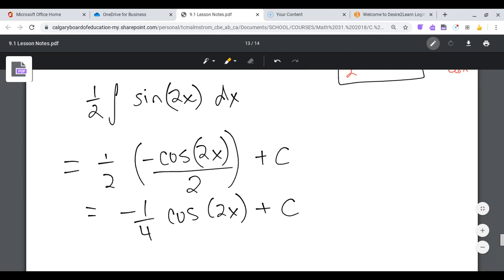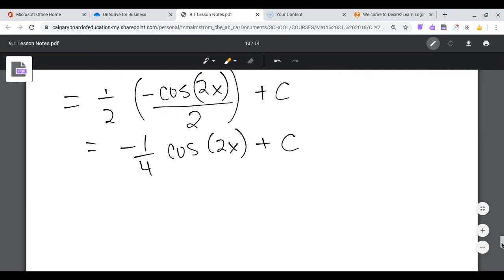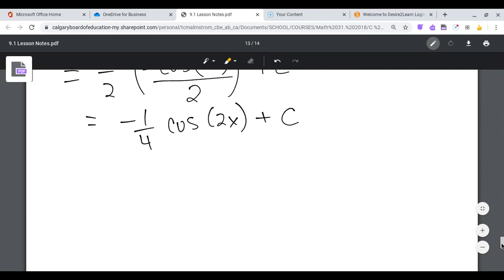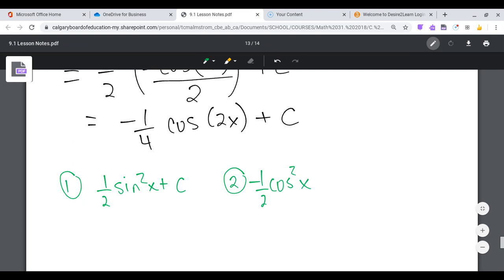And you're like, great, we got 3 different answers for the same integral. So let's see if we can compare those 3 answers. In the first one, we got the answer 1/2 sine squared x plus c. In the second one, we got negative 1/2 cos squared x plus c. And then the third one is right here for us to see, negative 1/4 cos 2x plus c. So they all have this plus c. That's good. That's encouraging.